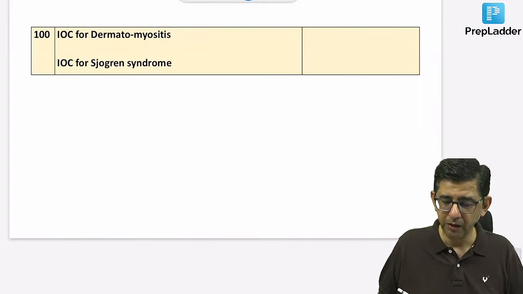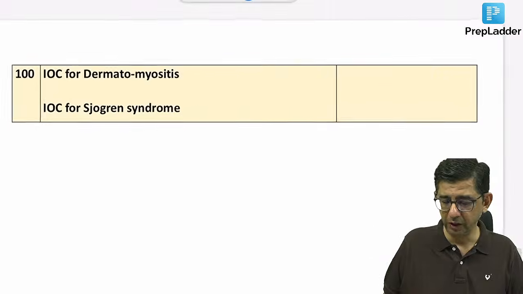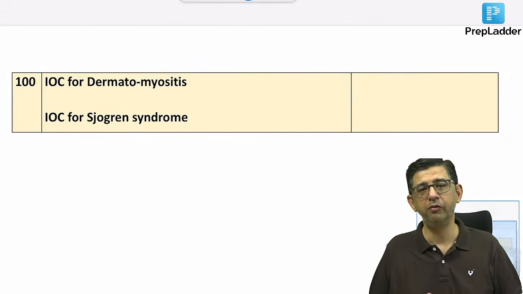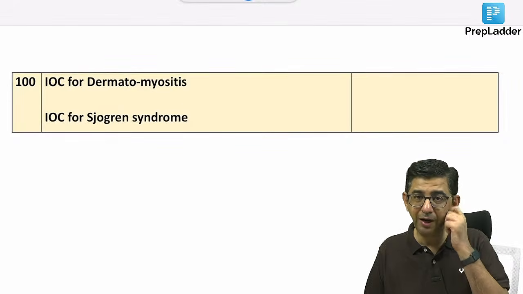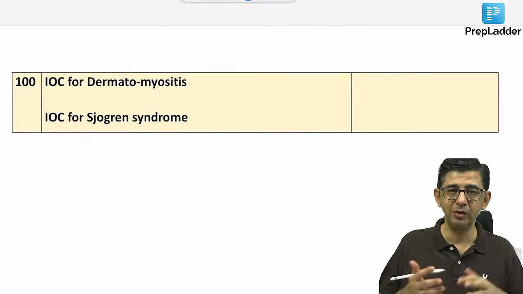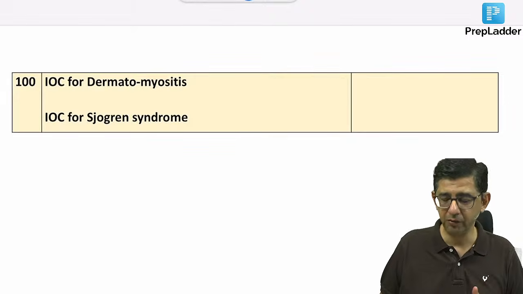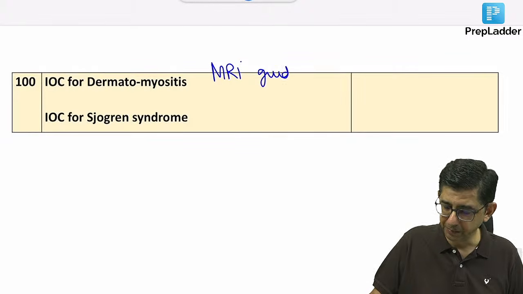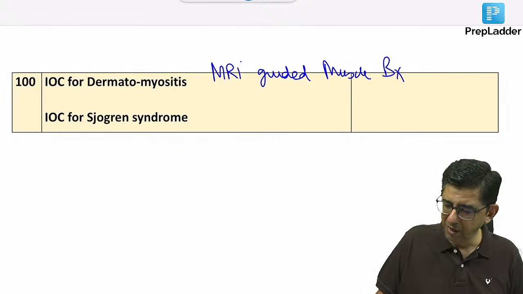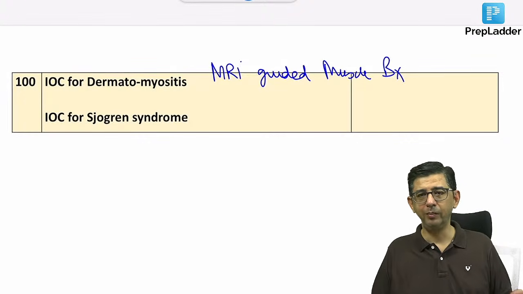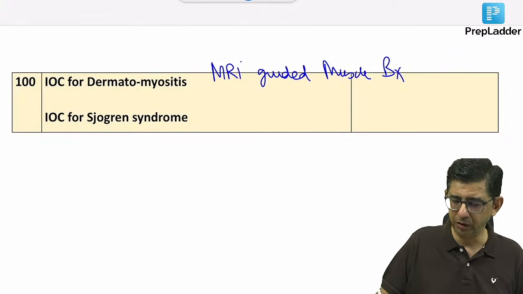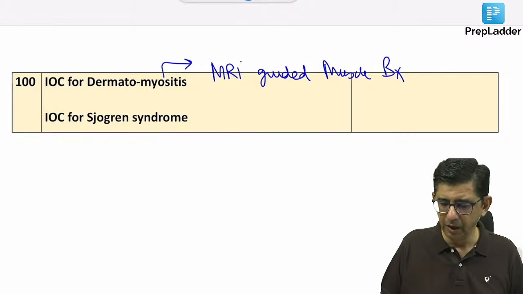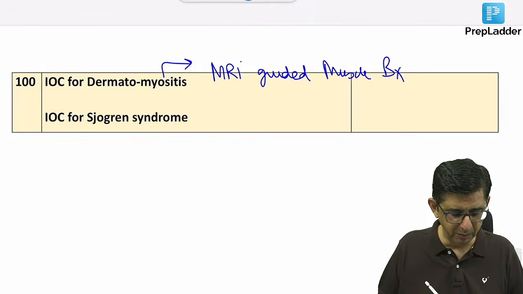Cool. And then what is the best test for diagnosis of dermatomyositis and Sjogren? Why I've included these two is because here the antibody is not diagnostic. It is going to be a biopsy-based test. For dermatomyositis, the main test would be MRI guided muscle biopsy. Very good. Though in some cases you can have anti-Ro antibody, that's not very specific. So MRI guided muscle biopsy is the best one.